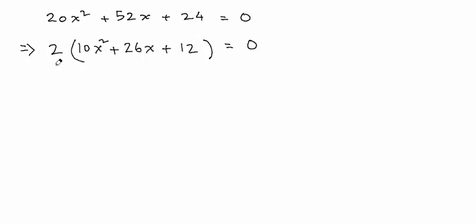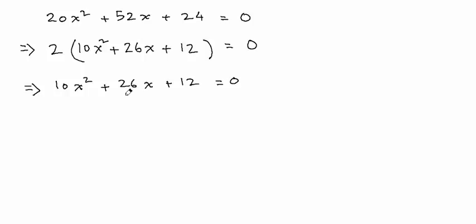Now this is as good as saying 2 times all of this is 0. Now when can 2 times something be equal to 0? Obviously 2 is not 0. So it must be that this portion out here has to be equal to 0. Therefore, in the next step, we can just get rid of the 2. We don't need that anymore. We could just go ahead and say that 10x squared plus 26x plus 12 is equal to 0.